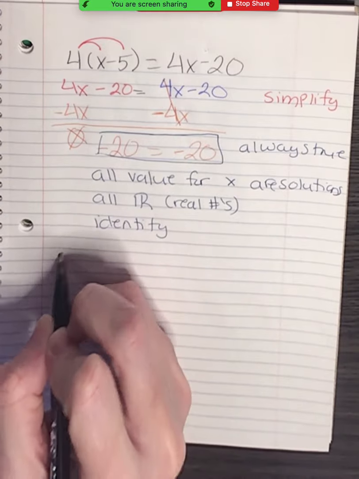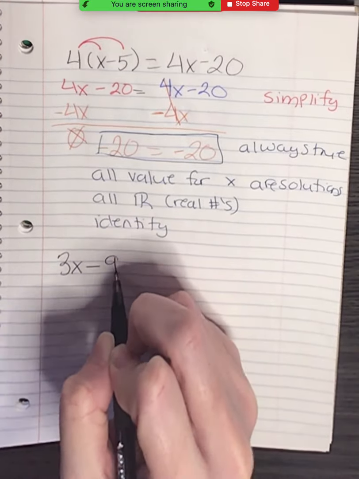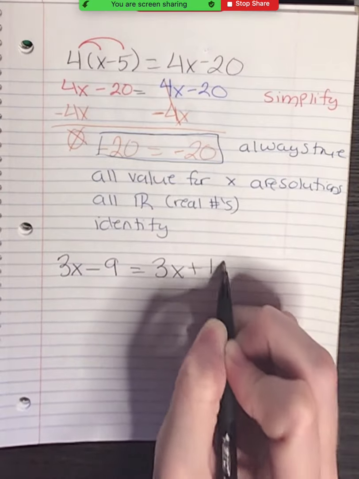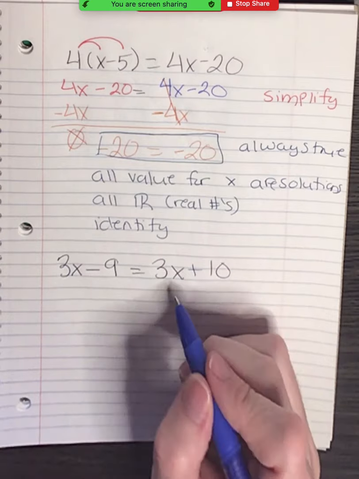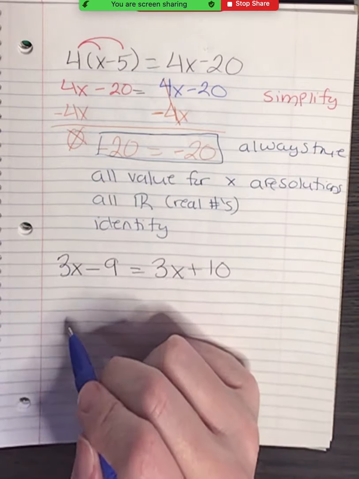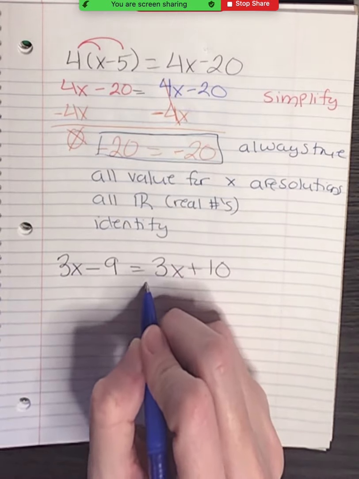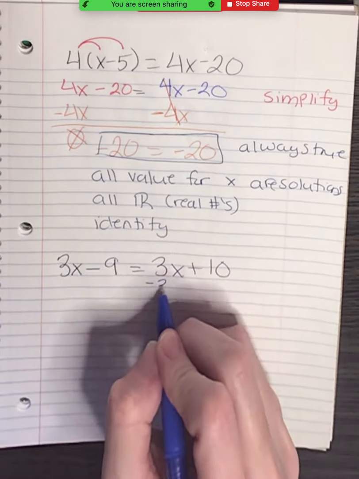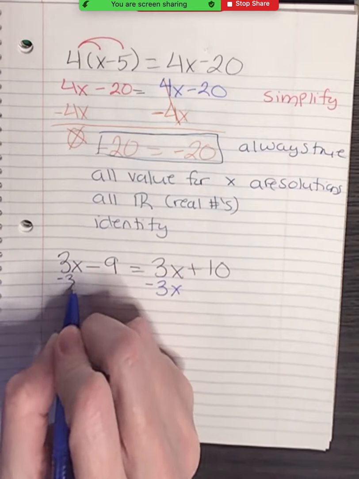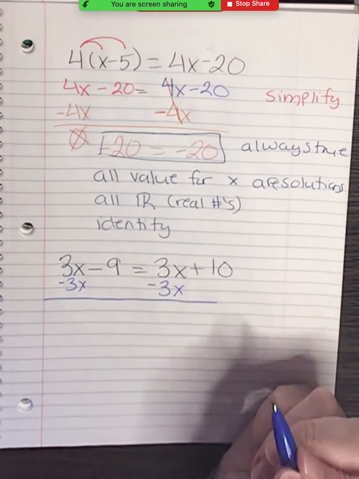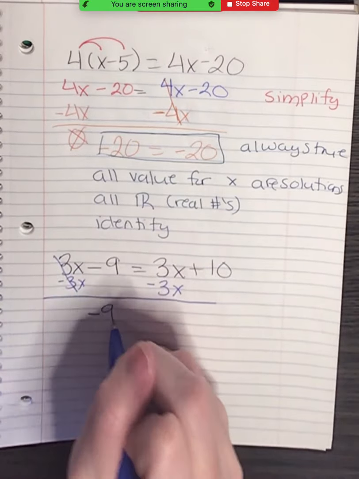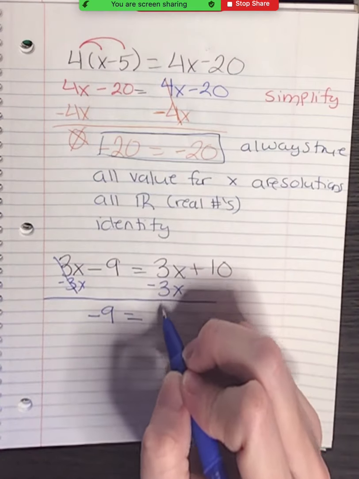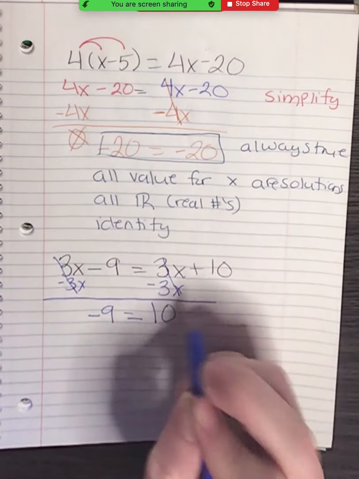If I have 3x minus 9 equals 3x plus 10. Okay, again, I need to go about and solve this like I would any other equation. So I want to put my x's together, okay? I'm going to move this entire term to the other side. So the opposite of adding it is subtracting it. So I'm subtracting 3x. So 3x minus 3x is 0. So I get negative 9 on the left. 3x minus 3x is 0. So I get 10 on the right.